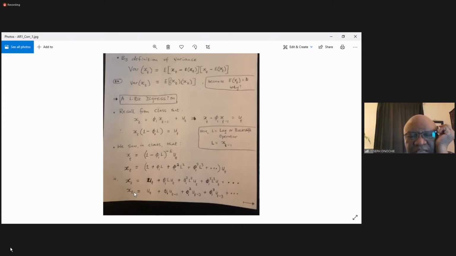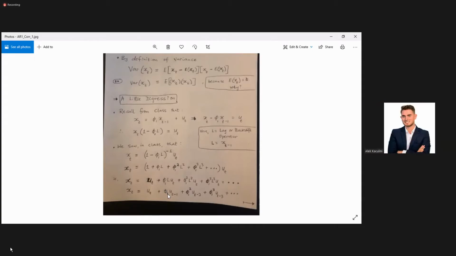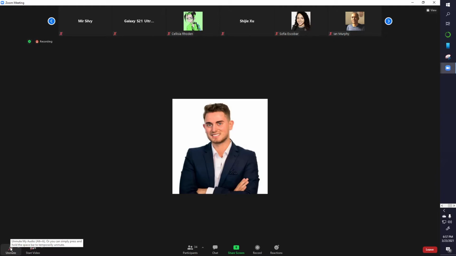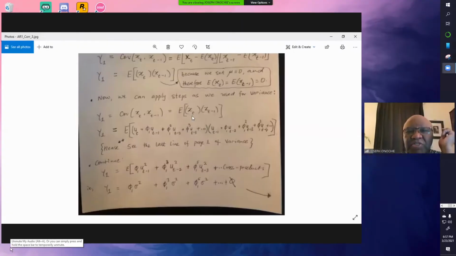But what happens, guys, if this is not xt, but xt minus 1? Then this will be ut minus 1, and everything moves 1 lag. Thank you. I owe you a coffee next time I see you, okay? So everything moves 1 lag. So I'm going back to today's proof. Everything moves 1 lag, which is what we are doing today.